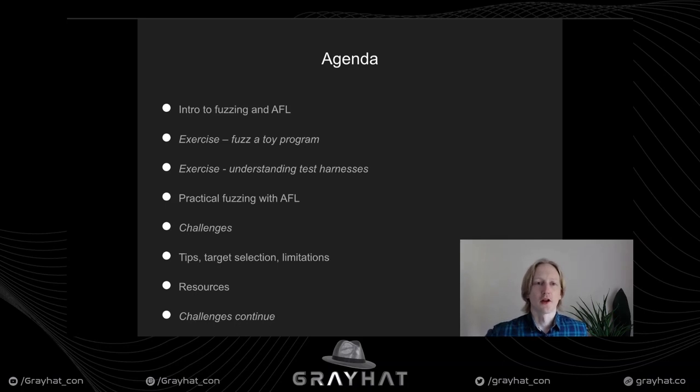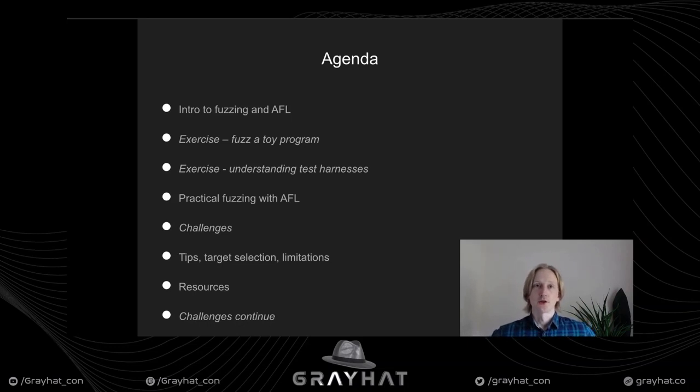So what's the agenda? We're going to start off with an intro to fuzzing and what AFL is. Then we will start with fuzzing a little toy program, not a real program, but just to see how the tool works. And then spend a little bit more in-depth time looking at what happened there and how test harnesses work in general, so you understand the mechanics. Then I'm going to talk quite a bit about the practical aspects of AFL, the different options you've got, the different challenges and how to overcome them.